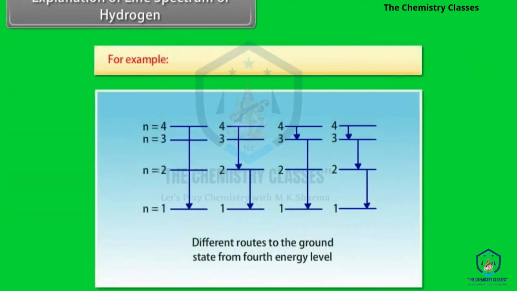For example, let us consider the electron present in the fourth energy level, n equal to 4, of different hydrogen atoms. In some atoms, it may come to ground state, n equal to 1, by direct jump, while in some others, it may first jump to second energy level, n equal to 2, and then to first energy level, n equal to 1, while in still others, it may come to ground state via third, n equal to 3, and second energy levels, n equal to 2.